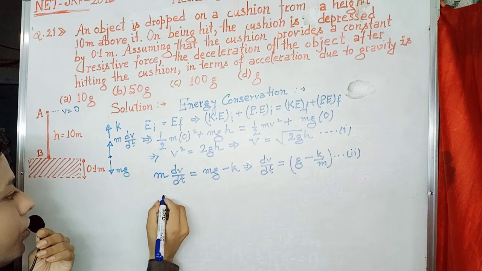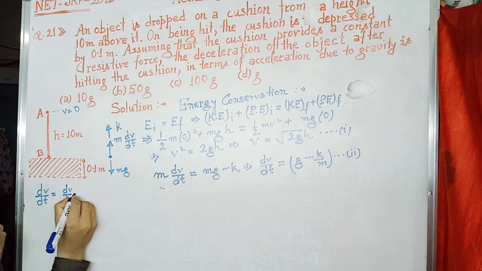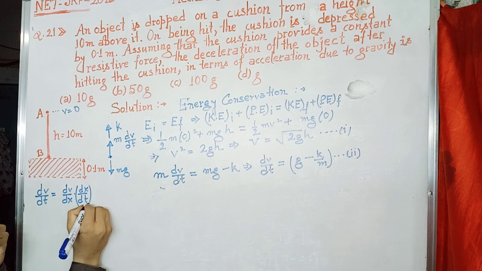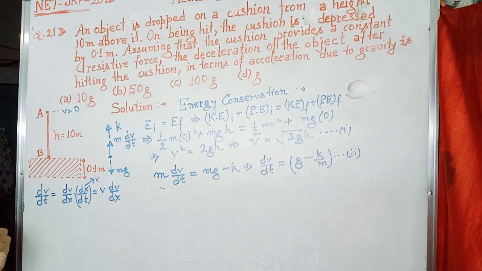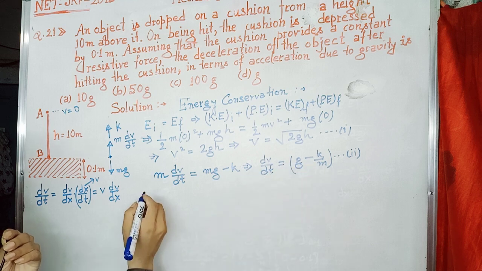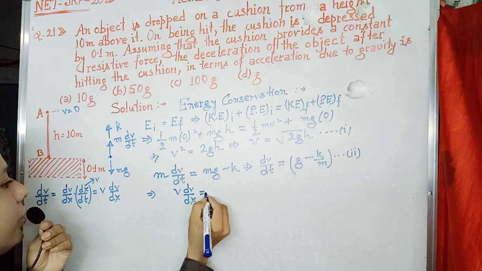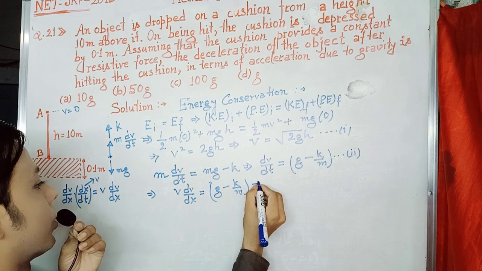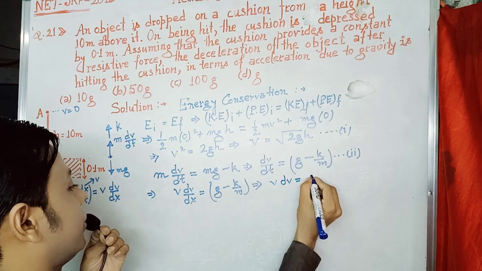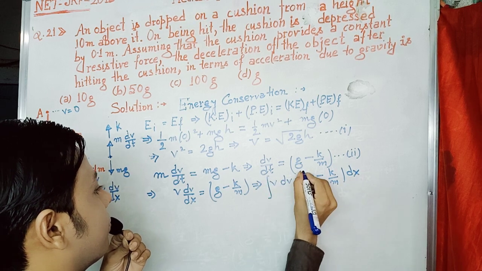Now, as we know, dv with respect to dt can be written in the form of dv with respect to dx into dx with respect to dt, and this dx with respect to dt is nothing but velocity. Therefore, dv with respect to dt will be equal to v dv with respect to dx. So equation number 2 becomes v dv with respect to dx equal to g minus k divided by m. If we cross multiply, this equation becomes v dv equal to g minus k divided by m into dx.